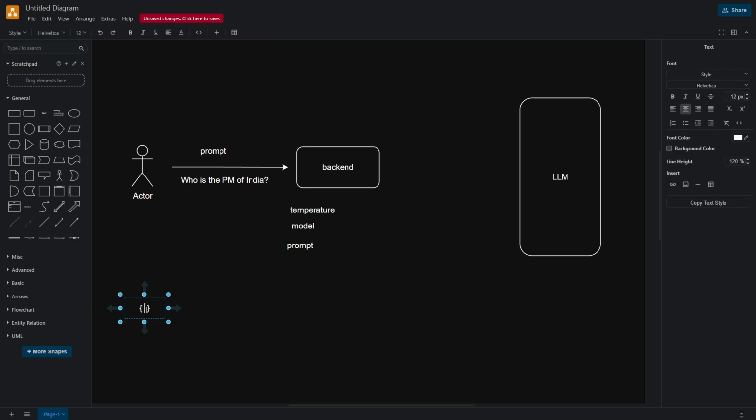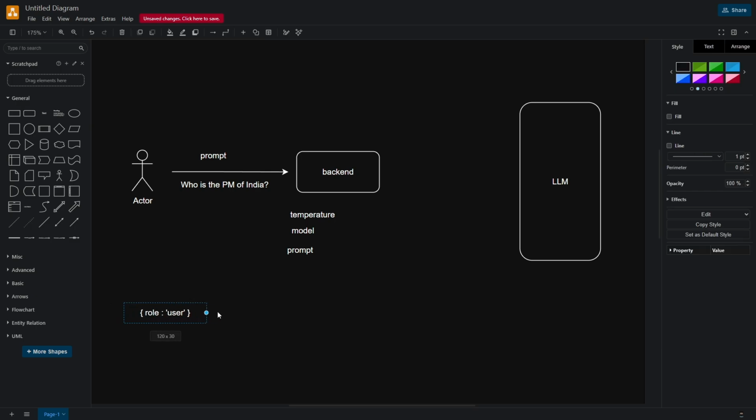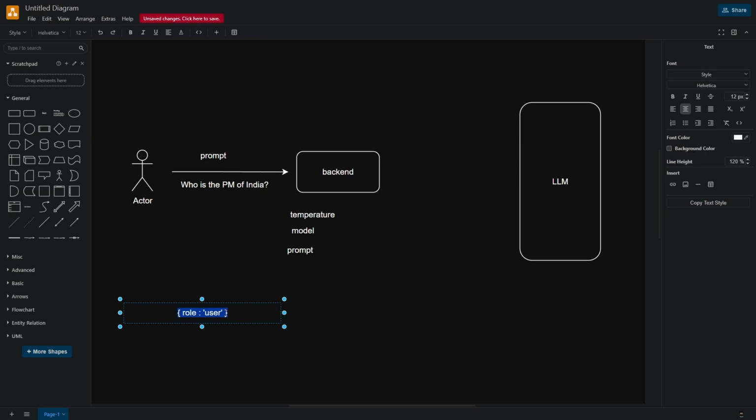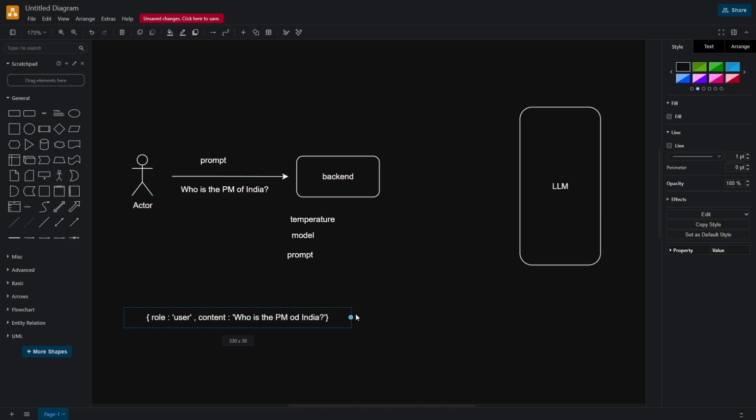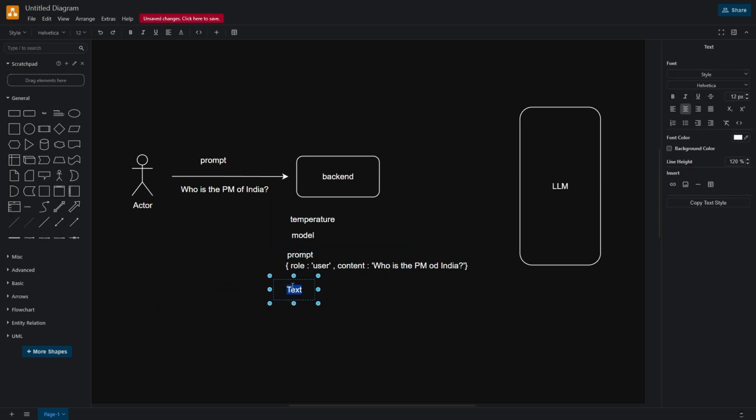It will have a role. The backend will assign the role, and that role is user. There are different roles, friends, as I told you: user, system, and assistant. Whatever question or prompt the user has given, that is the user role. And then the content: who is the PM of India. So this is the prompt, friends, that will be considered here. And along with that, there will be another concept, that is max tokens. So what is this max tokens?